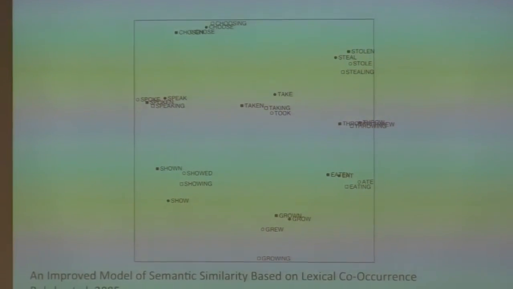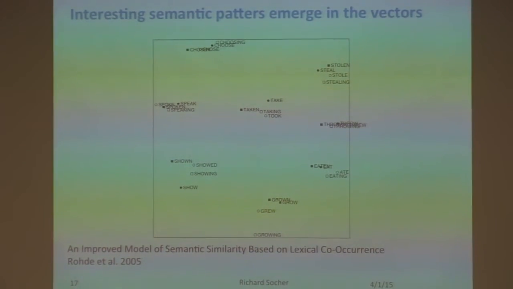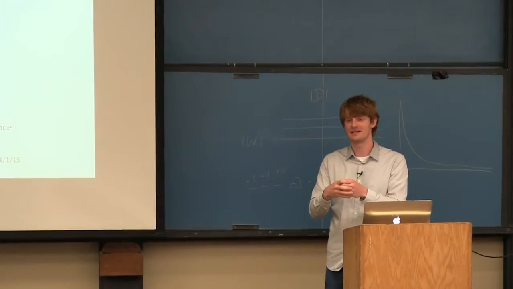What's also kind of cool is because we have these windows, we're actually capturing syntactic information or grammatical information. So we have here, for instance, take, taken, and taking are very close to one another in the vector space, and took. And show, showed, showing, and show are also very close to each other. And this kind of gives us some hint that maybe we can get away with using vectors to even capture grammatical information. Right? We didn't have to tell the model about different tenses of verbs, yet it kind of learned that these should go together.